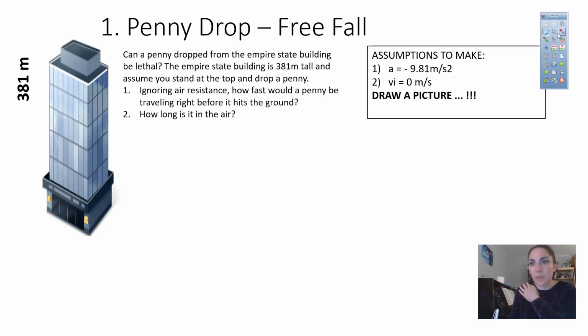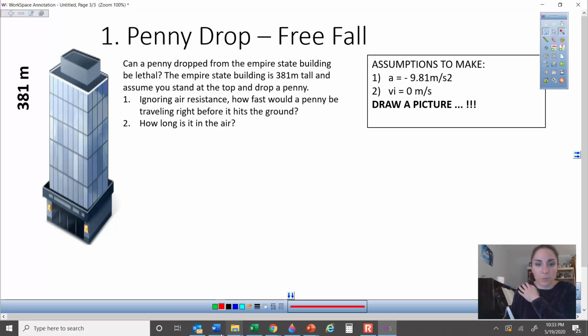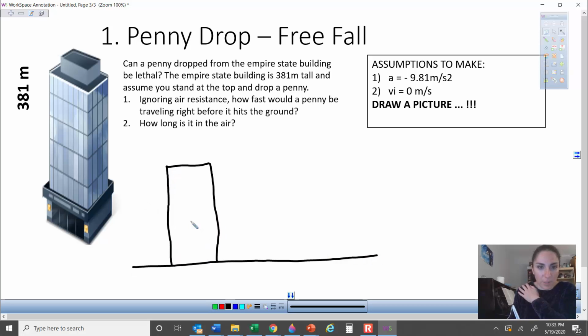Okay, there we go. Even though there's a beautiful picture right there, I'm going to draw my own picture because I can't stress how important that is. So what you're going to do is draw your picture. Here's my Empire State Building. I know the Empire State Building is this tall, like this. And then we're going to have the person and the obscenely large penny, just for ease of drawing.